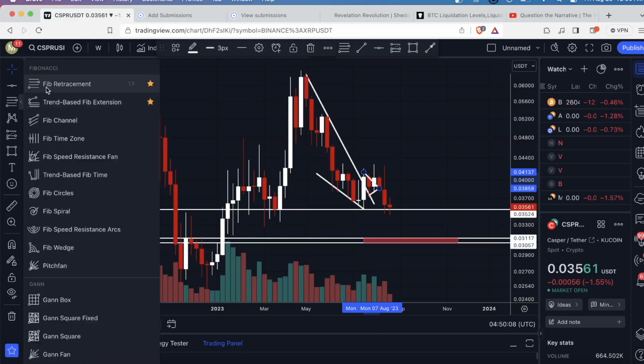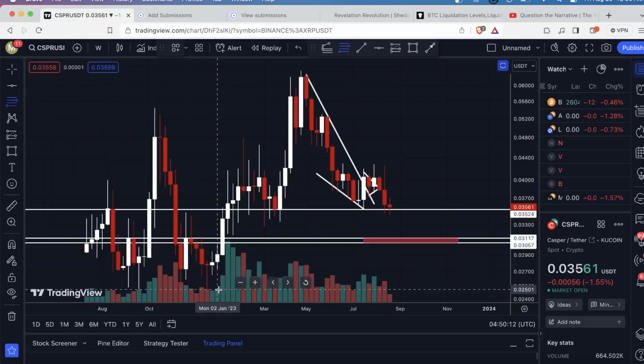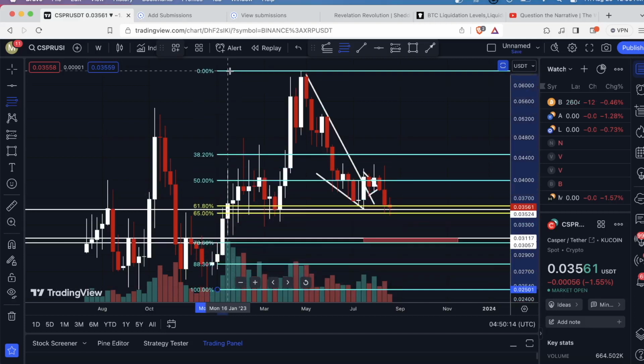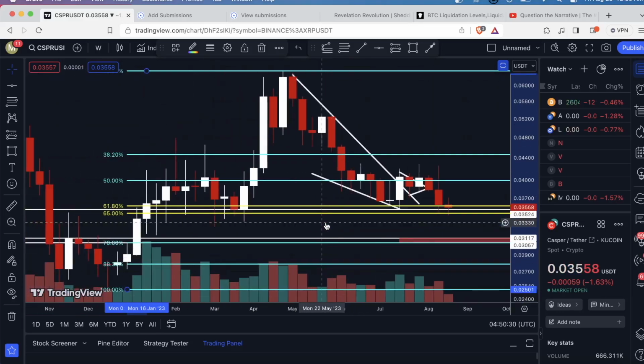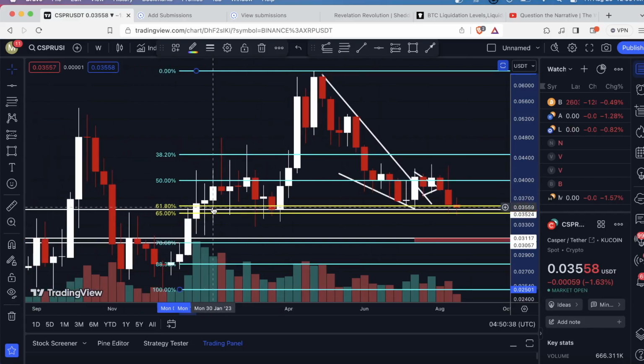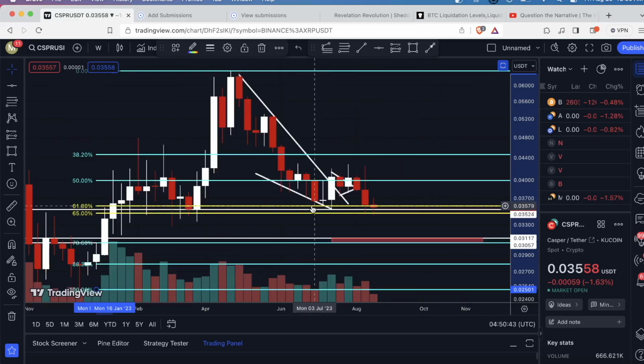Just take your fib tool, run it from the wick of the bottom, and drag it up to the top. And it's going to give you these levels, right? So you see, as we came down, we got supported on the 50% Fibonacci level for about 3 weeks right here. We would wick down, but the candle body would close above it, okay? Once this 50% breaks, more often than not, you're going to come down to the next level, which in this case is the 61.8 to the 65. This is the golden pocket region, and that's pretty much where we are right now.